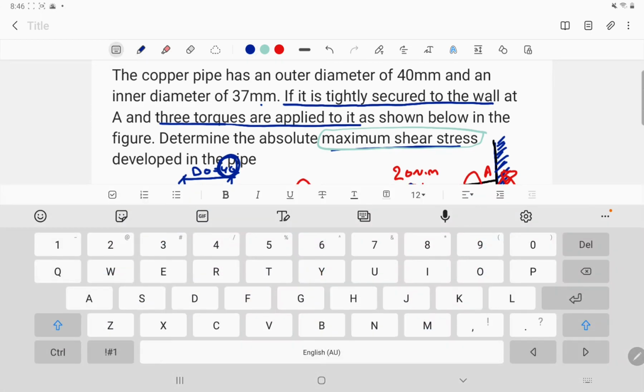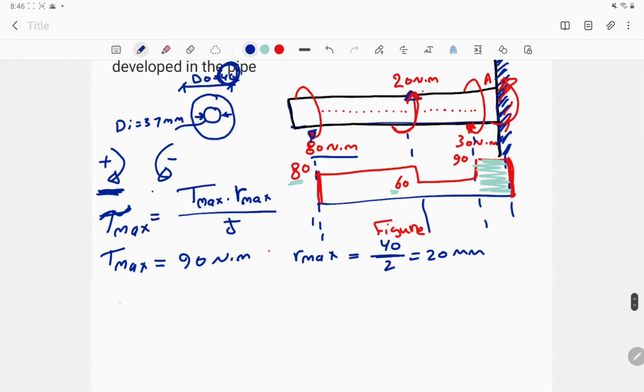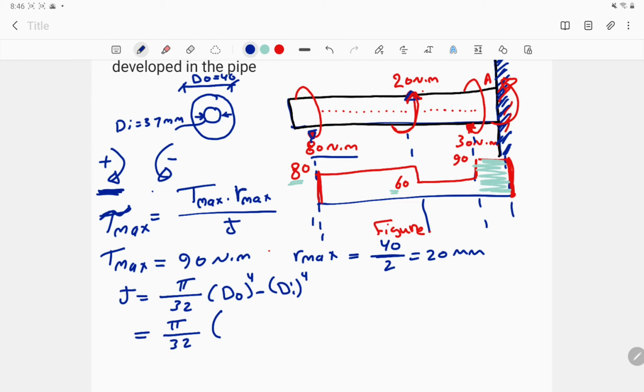Okay, what about J? J is the polar moment of inertia of the shaft, which is equal to pi divided by 32 times dO to the fourth minus di to the fourth. So pi over 32, dO, which is the outside diameter as we said is 40 to the power 4, minus the inside diameter 37 to the power 4, and this is going to be equal to 6.733 times 10 to the power 4 millimeter to the power 4. This is J.